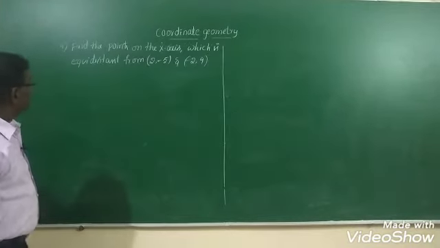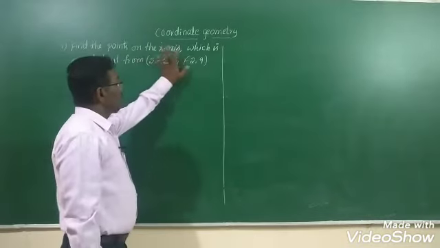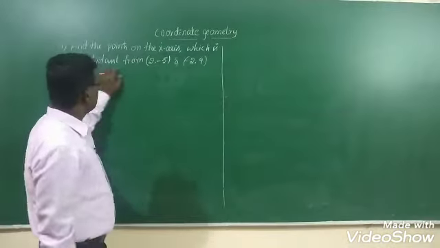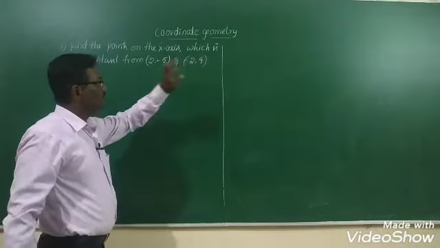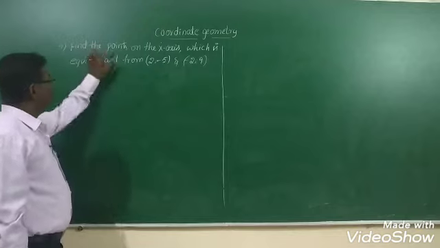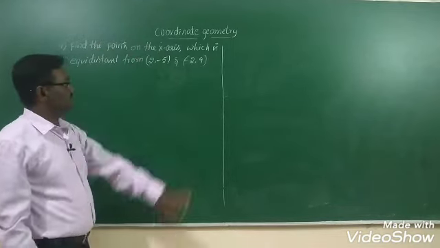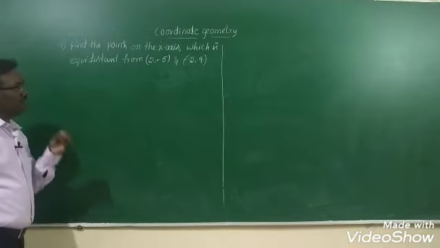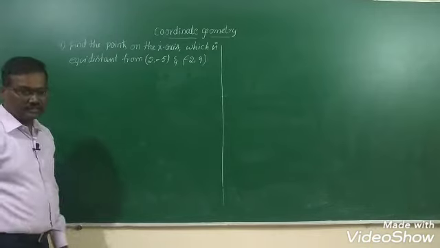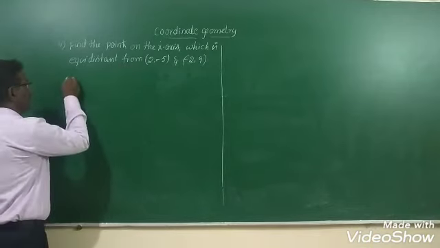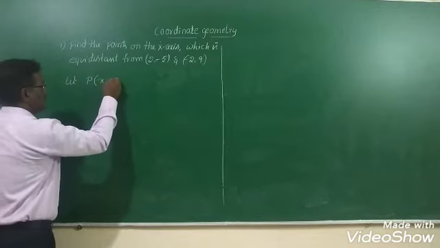Let's discuss another problem. Find the points on the x-axis which is equidistant from (2, minus 5) and (minus 2, 9). Points on the x-axis. There is a point on the x-axis. Yes, we know that a point on the x-axis is of the form (x, 0). So let us name it P(x, 0).